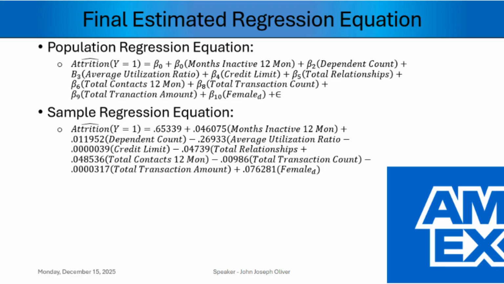Final estimated regression equation uses months inactive, dependent count, average utilization ratio, credit limit, total relationships, total contacts, total transaction count, and a female variable to most accurately predict attrition. We got this equation by finding the highest R squared and lowest standard error out of the 5 regression models.